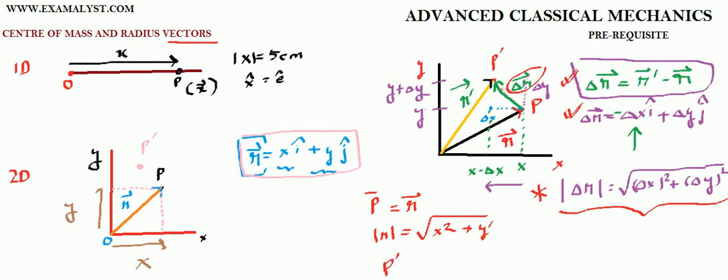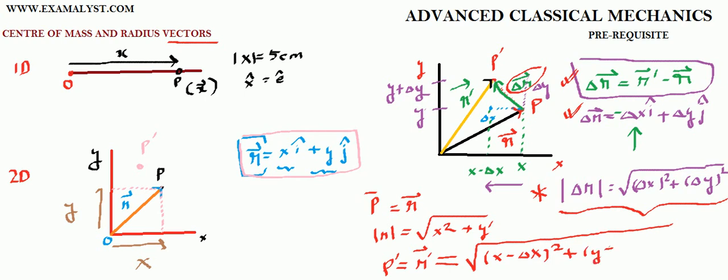Now p dash is represented by r dash vector. Now what is this r dash vector? The r dash vector, if you look at it clearly, is actually x minus delta x square. This is the x coordinate of r dash, and what is the y coordinate of r dash? Y plus delta y. Agreed? So let us try to solve this. Let us see what do we get when we solve this.